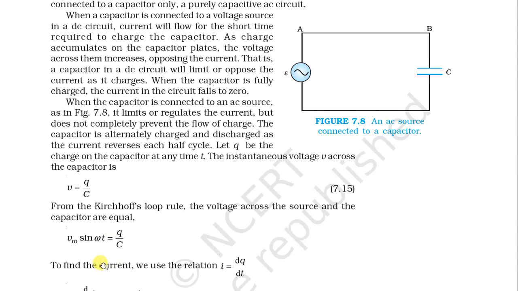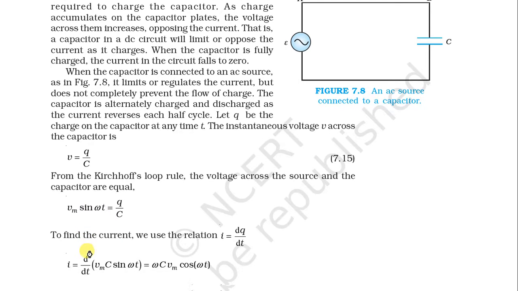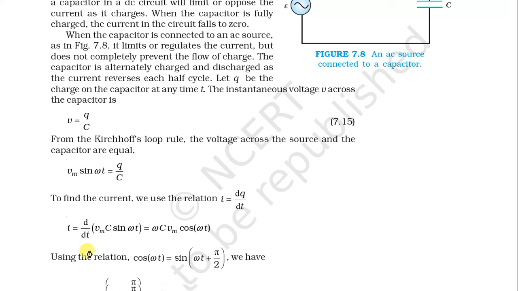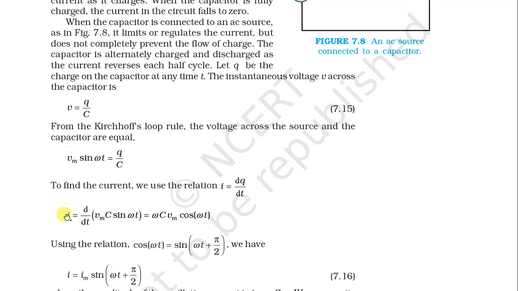But we need to find the current. Whenever charge flows with respect to time, it gives us the current. So we take the derivative with respect to time on both sides, dq upon dt. So the current I equals dq upon dt.